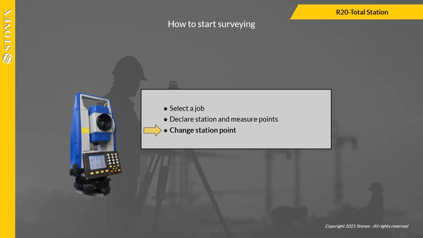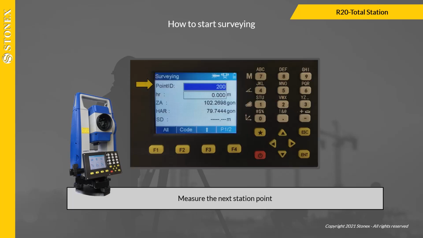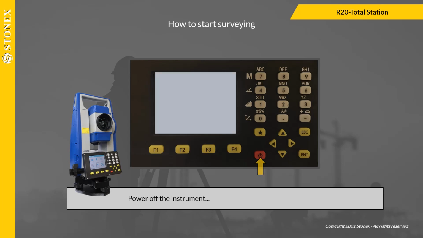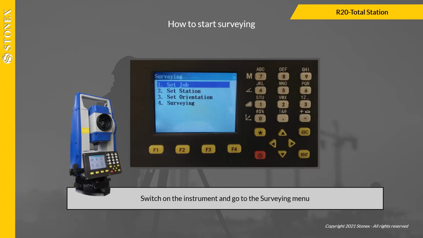To change station point, measure the next station point. Power off the instrument. And move it on the new station point. Switch on the instrument and go to the surveying menu. Press 2 key to set the new station.